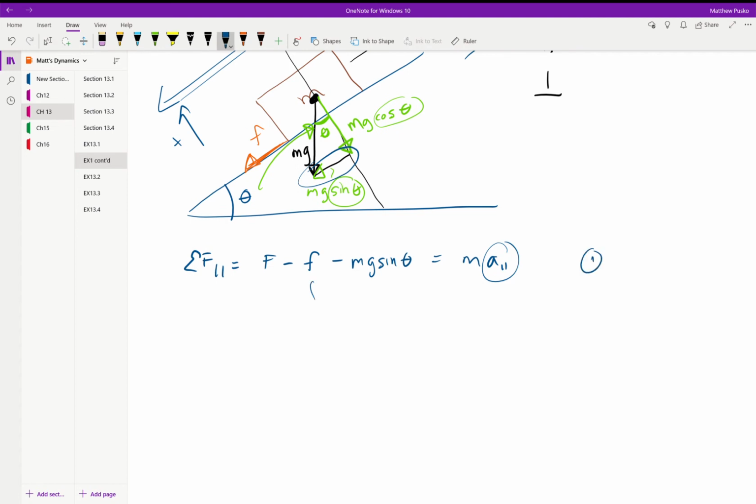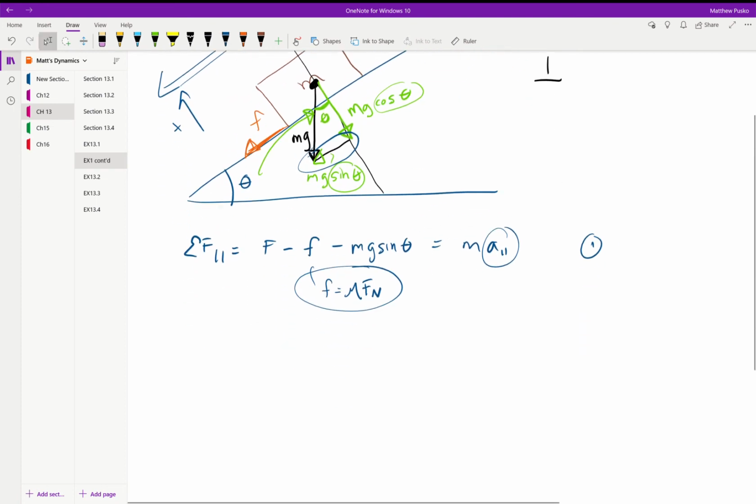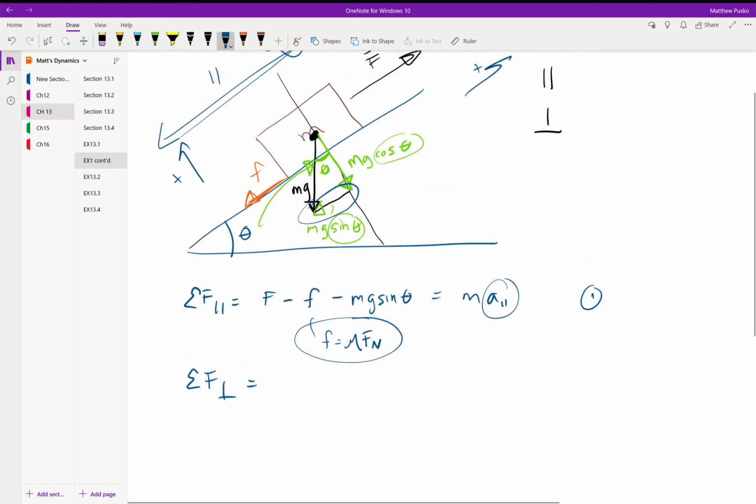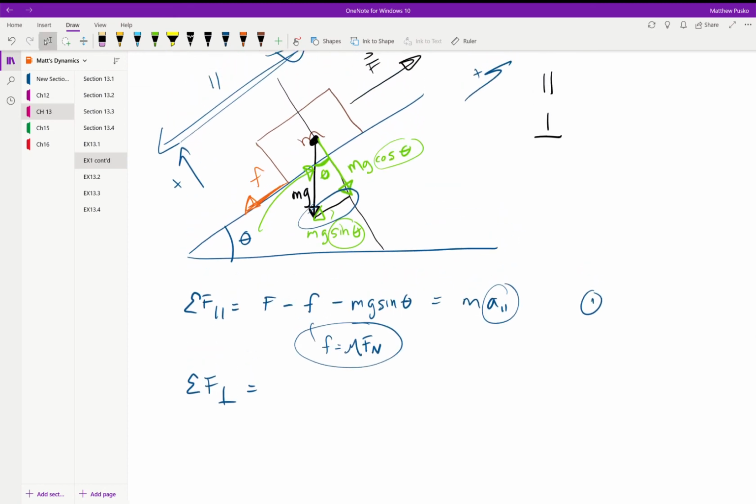And the frictional force could be found by taking the normal force and multiplying it by the coefficient of friction. So you'd have to find the normal force in this case, and you do that by summing in the perpendicular direction. What do we have in the perpendicular direction? We have, whoop, I forgot the normal force. There we go. We have a normal force pointed up.